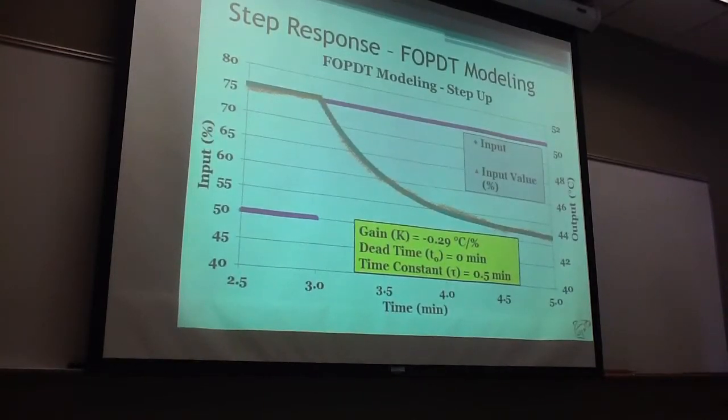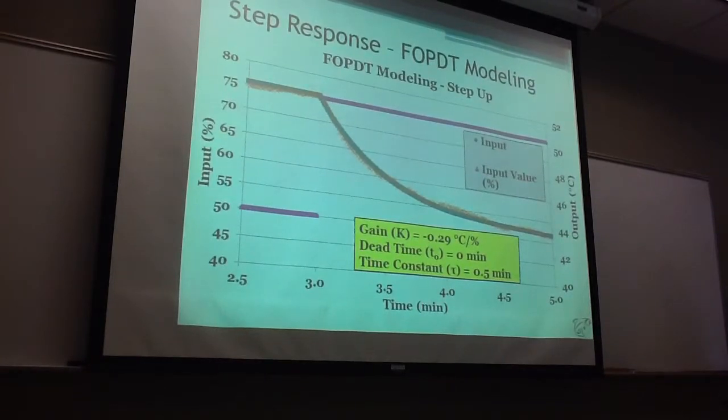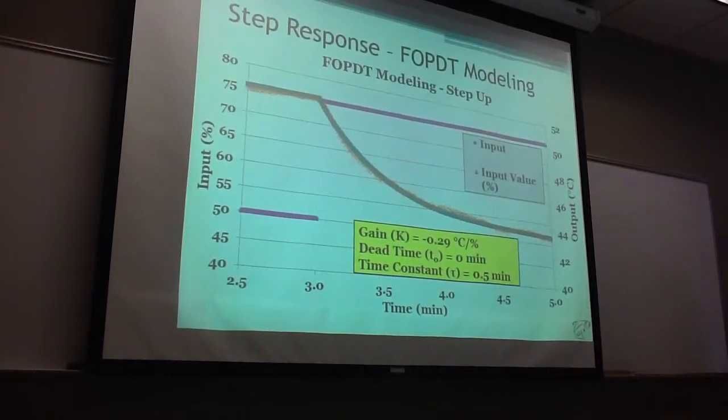This is an example of our step response with the FOPDT modeling. The gain on this particular one we found to be -0.29 degrees Celsius per percent with basically 0 dead time and a time constant of 0.5 minutes.